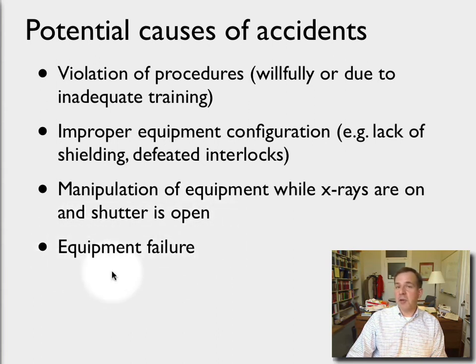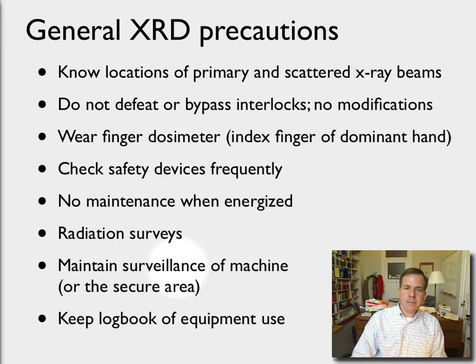And the final possibility is equipment failure. Even if equipment should fail, almost all of the critical pieces of the X-ray diffractometer are fail-safe, in the sense that we have these interlocks that will prevent the X-rays from being on or the shutter from being opened, even if the equipment should fail.